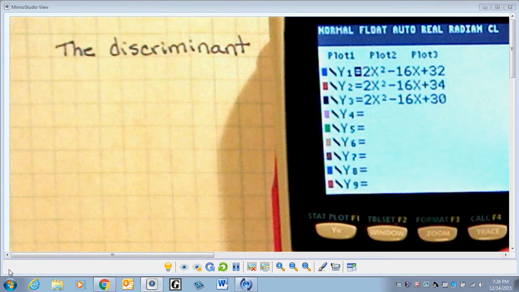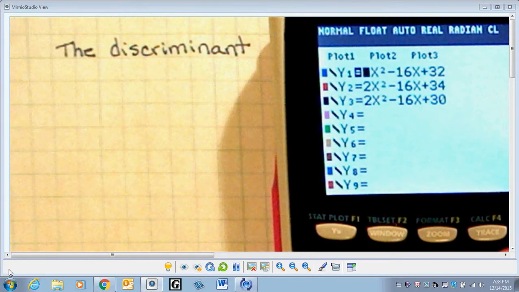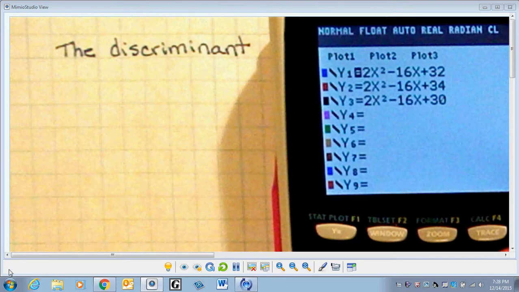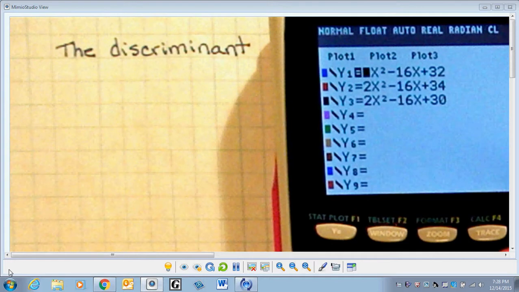In this video, we're going to explore the concept of the discriminant. Now, the discriminant is useful, particularly if you're not able to graph something, to figure out how many roots a quadratic equation has. So here I have three quadratic equations, and we're going to investigate the discriminant of each of them. There are three possibilities.